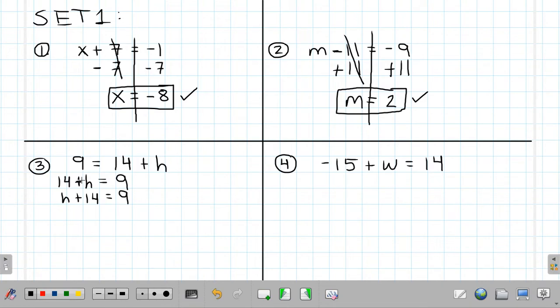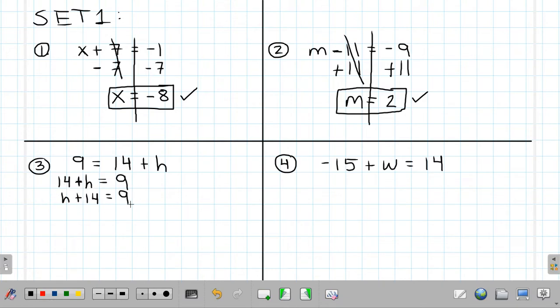Meaning I can flip across addition too, because 14 plus h, let's say h is 10. Well, 14 plus 10, that's 24. What's the same thing as if I did 10 plus 14, which is also 24. So no matter what order that I add 2 numbers, it's going to end up being the same.